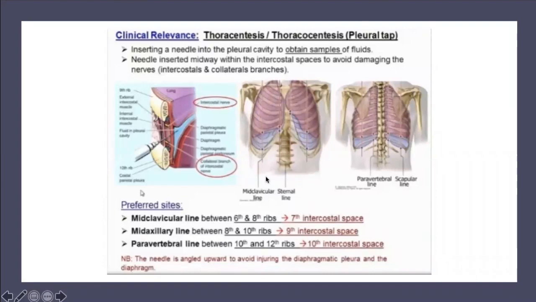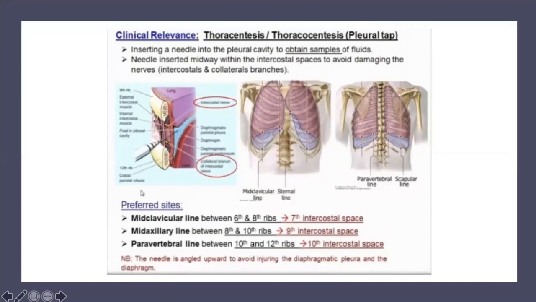So basically, in the mid-clavicular line, you would choose the 7th intercostal space. If you go mid-axillary line, you would go with the 8th and 10th ribs, meaning the 9th intercostal space. When you use the paravertebral line, at the back, to do your thoracentesis, you would go lower: the 10th and 12th ribs and the 10th intercostal space.